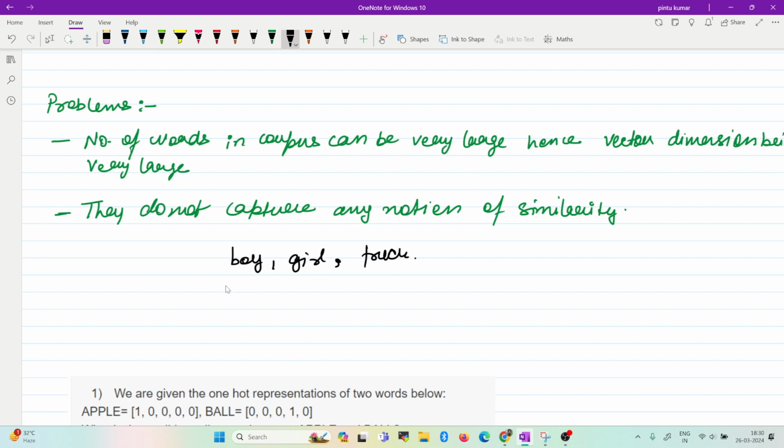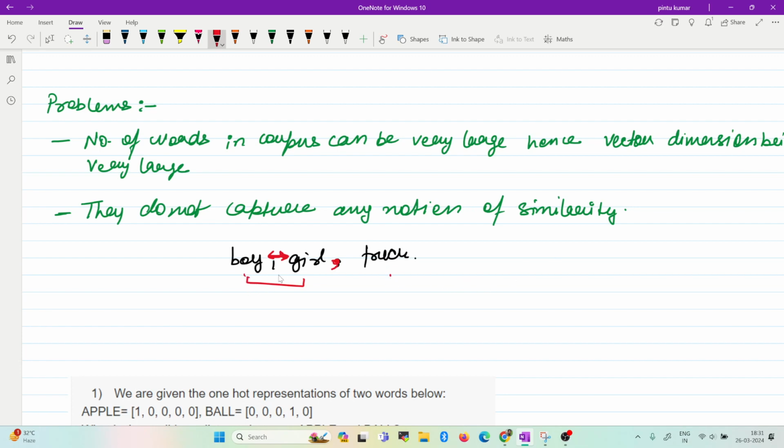If you look at boy and girl, you can say that among these 3 words, these two are somehow related to each other. They both refer to some human being. They both have 2 legs. They both have some emotions and many other things you can say. They are very related to each other. You can't find this kind of relation between a boy and a truck.